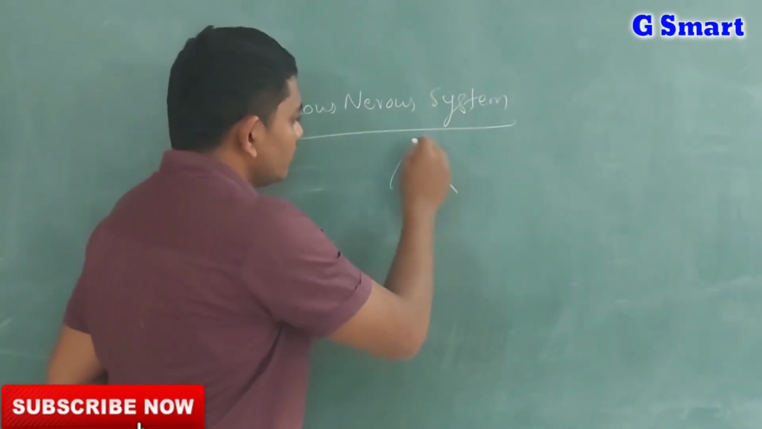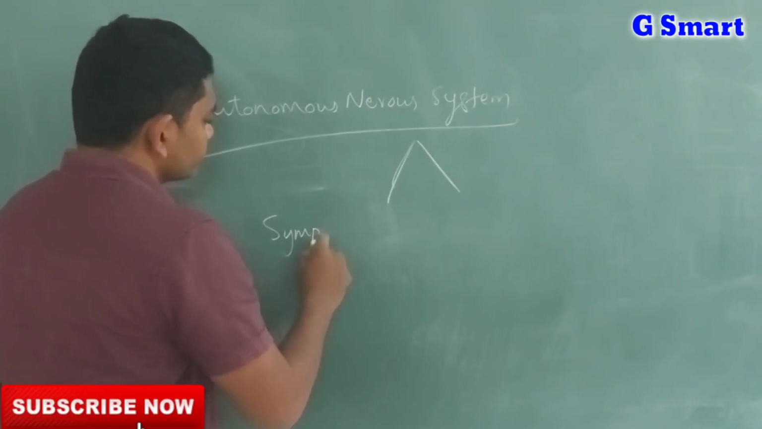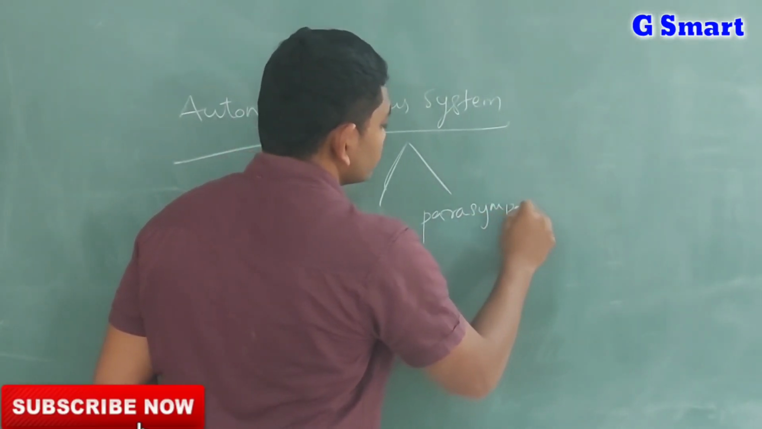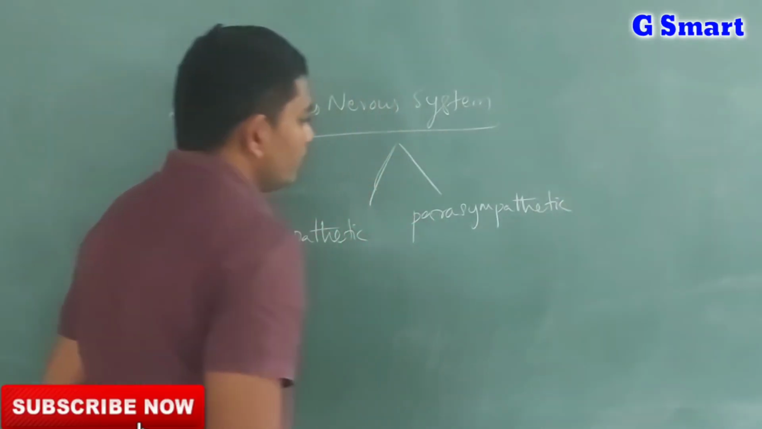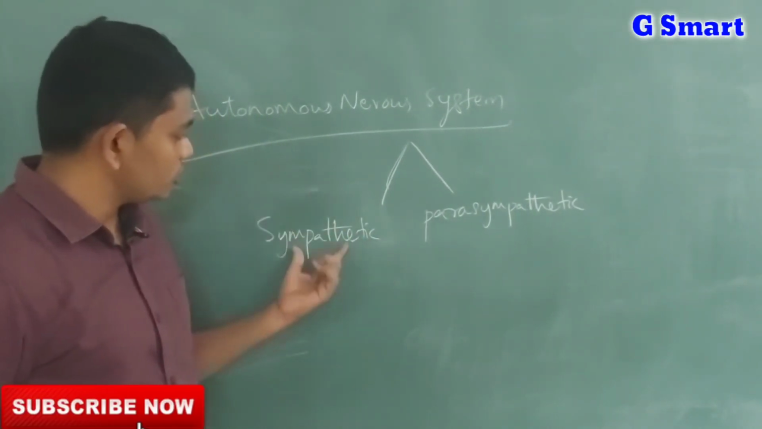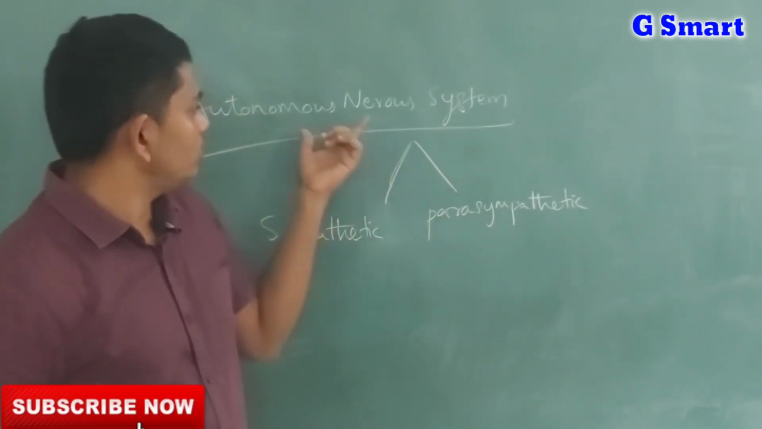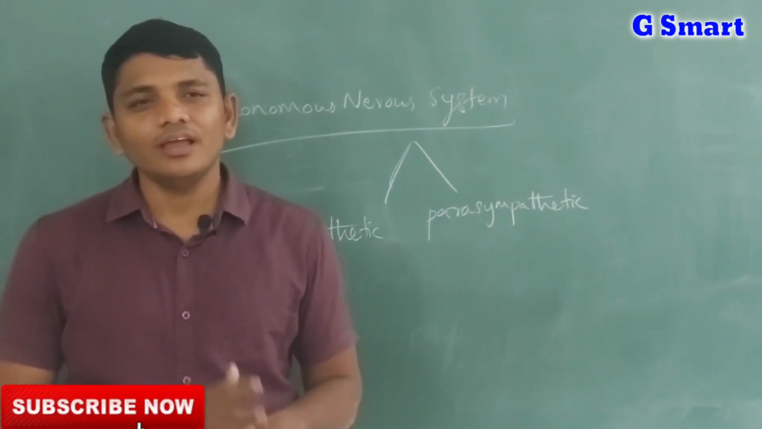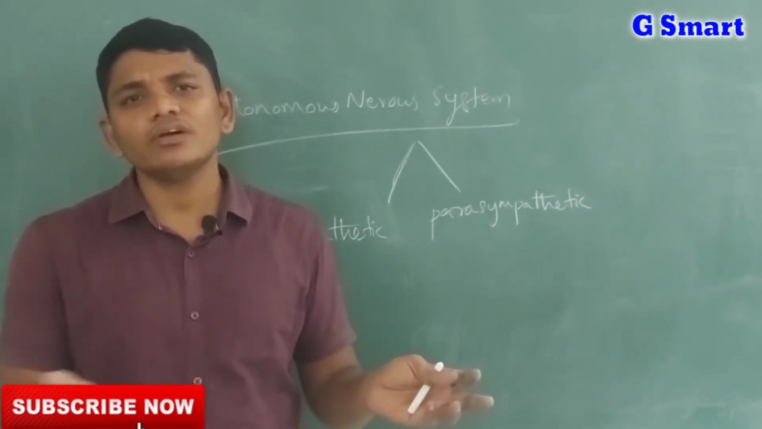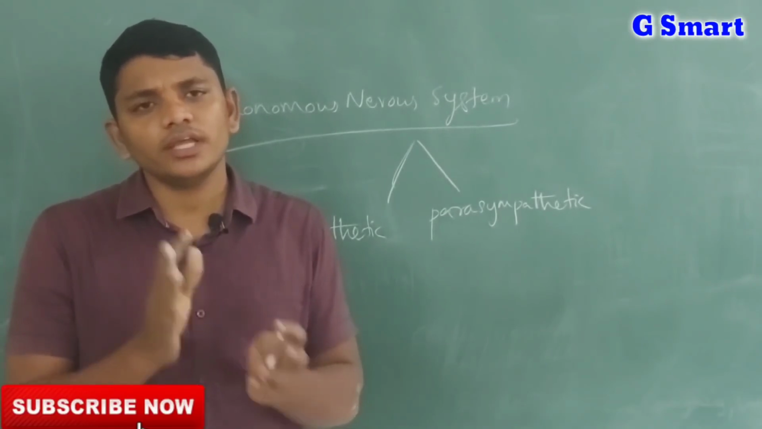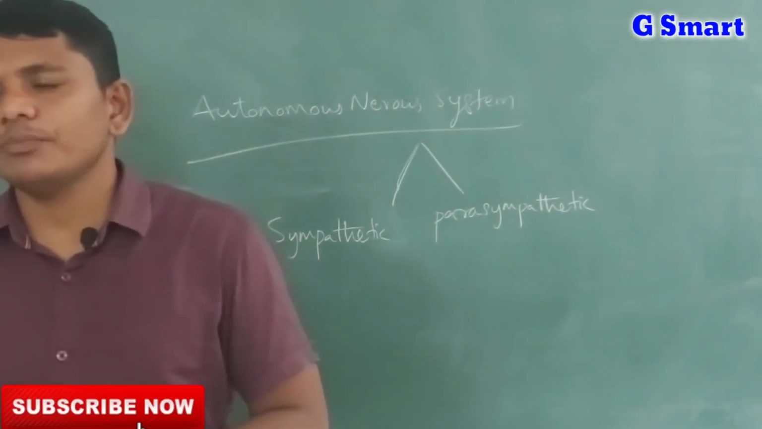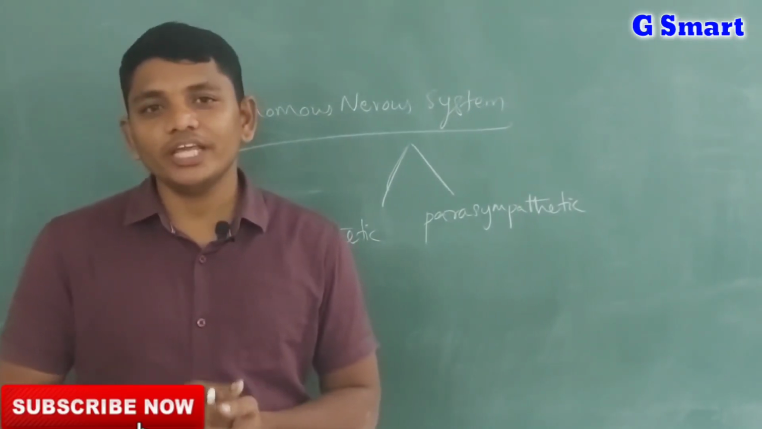The autonomous nervous system is again classified into two types: sympathetic and parasympathetic. These are the two main types of autonomous nervous system: the sympathetic nervous system and the parasympathetic nervous system. Simply remember one thing: the autonomous nervous system is involved in involuntary actions. Involuntary actions happen without our involvement. They do their function without our consciousness. Is it clear? Okay.